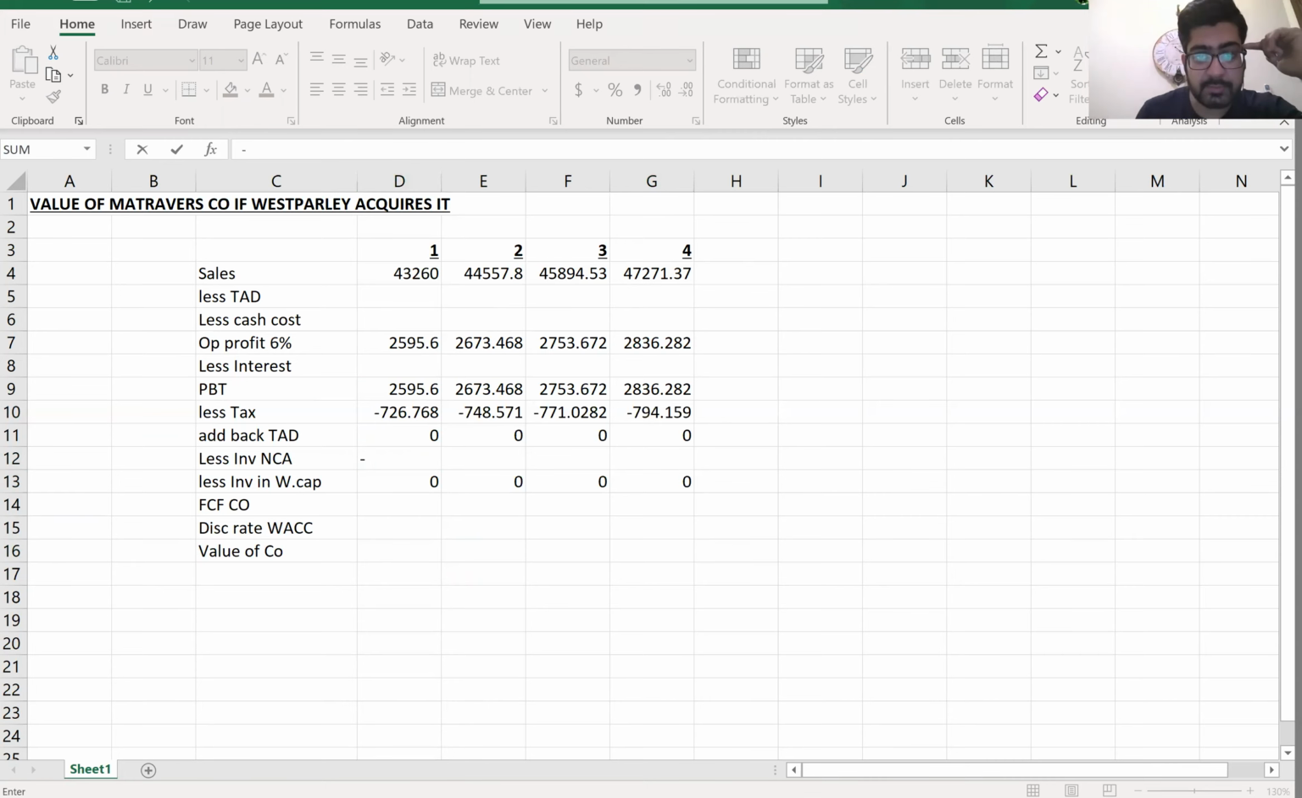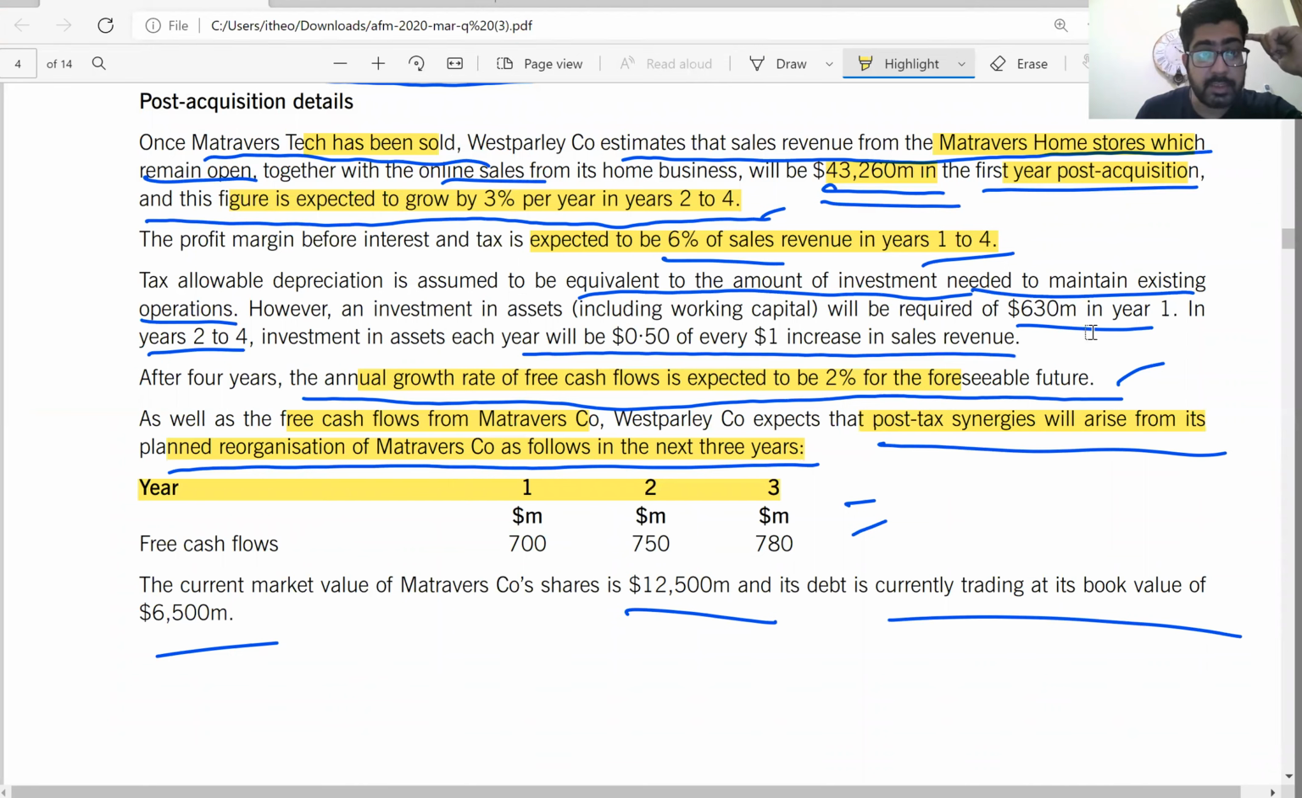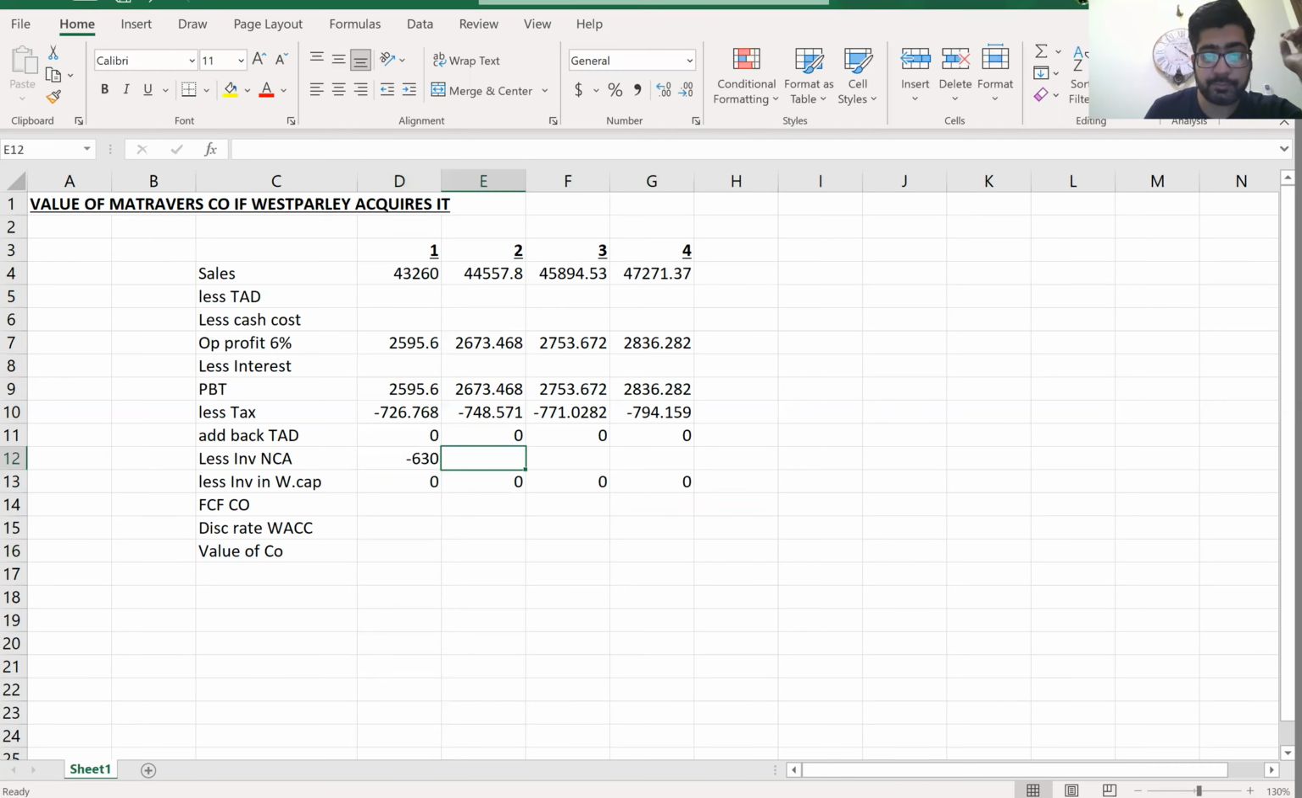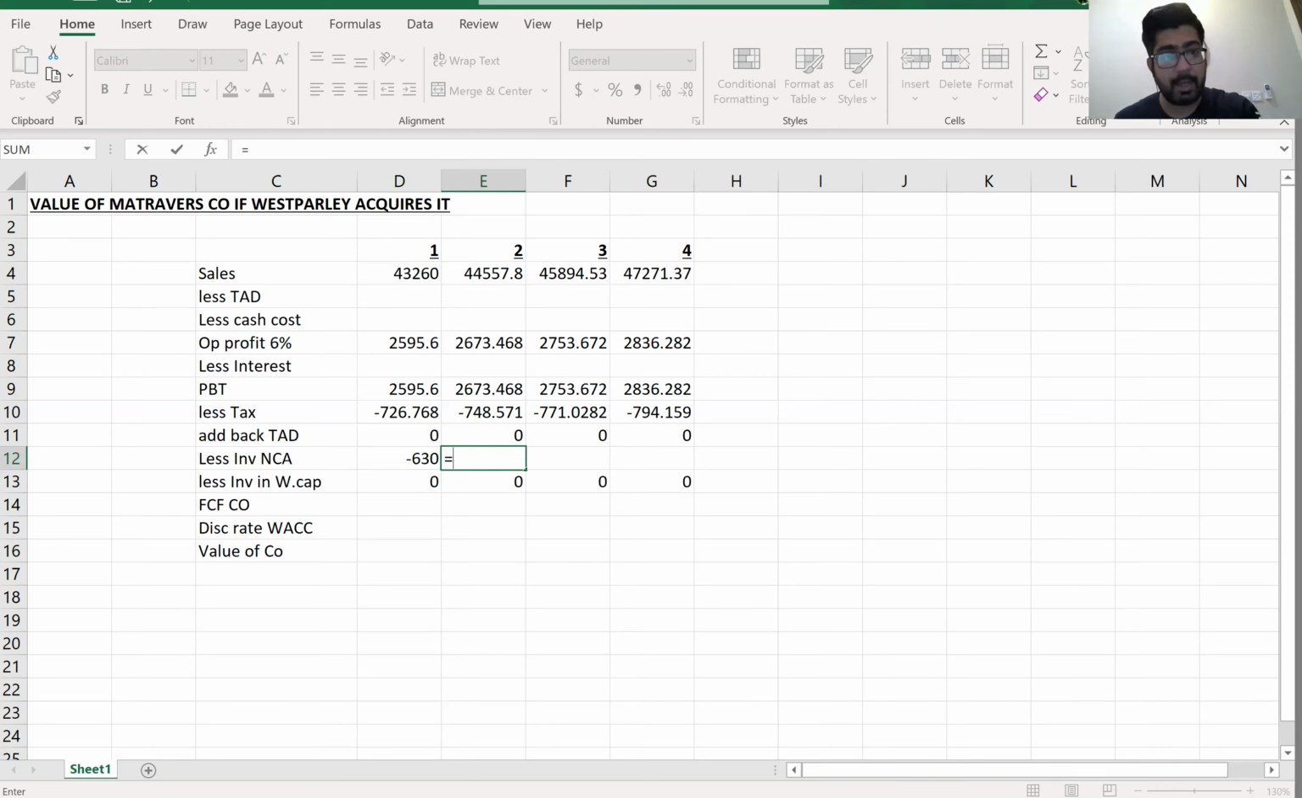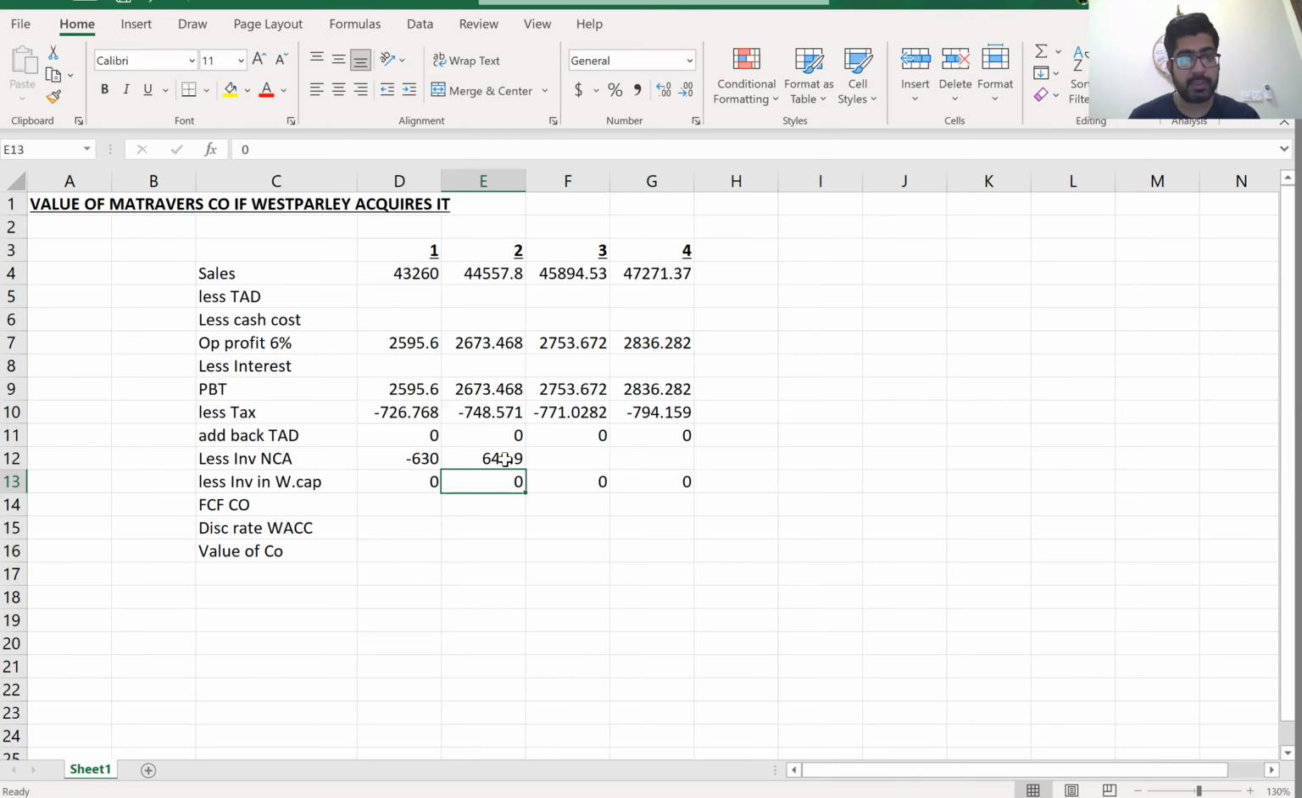So investment in NCA states 630 in year 1, and then 0.5 for every dollar increase in sales revenue. Okay, so in year one, it's 630. So minus 630. And then 0.5 for $1 increase in revenue. If you see how much the revenue is increased, it's E4 minus D4. This is the increase in revenue, 0.5 of that. Okay, so it's 649.